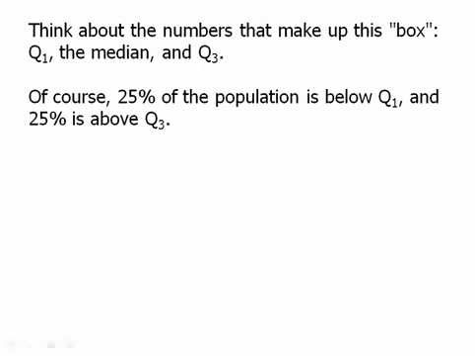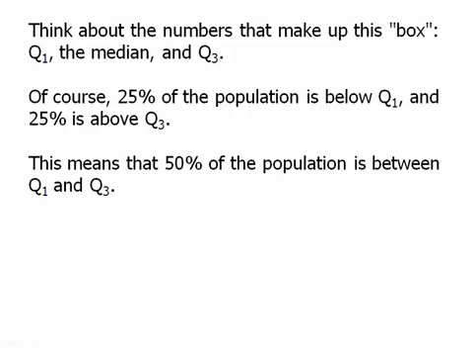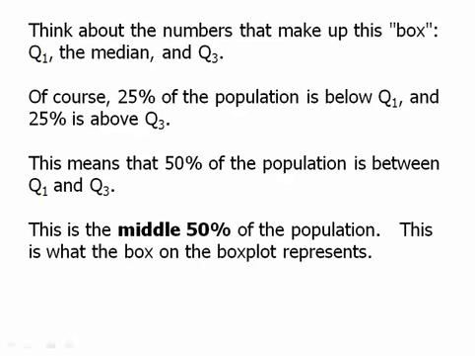Think about the numbers that make up this box: the first quartile, the median, and the third quartile. Of course, 25% of the population is below the first quartile, and 25% is above the third quartile. So those are the 2 regions outside of the box. Outside the box, we have 25% on one side, 25% on the other side. So that means the box itself is 50%. And that's 50% of the population between Q1 and Q3. That is the middle 50% of the population. This is what the box on a box plot represents.